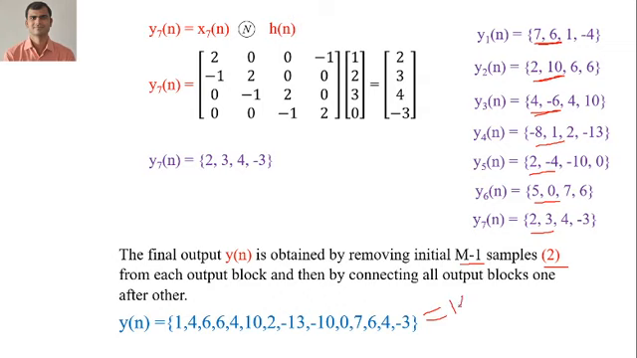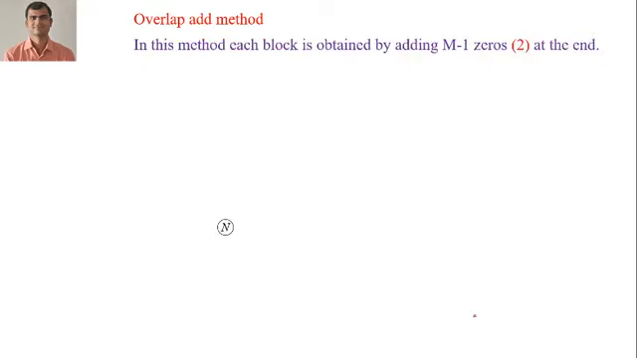Now we'll see the next method, known as the overlap add method. In the overlap add method, each block is obtained by adding m minus 1 zeros at the end. The block length is 4 samples, so in that block length we have to add m minus 1 zeros at the end of each sequence, each block or each section.